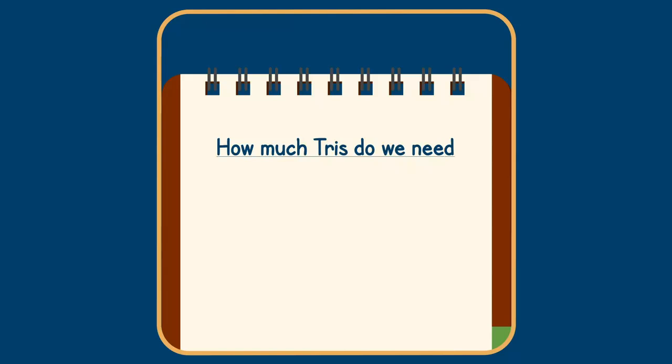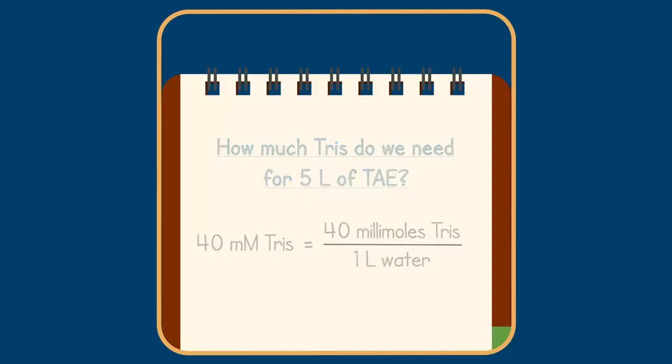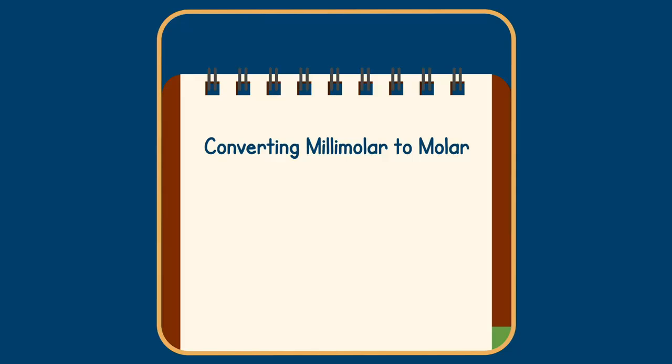To figure out how much tris we'll need to make 5 liters of TAE, let's write out our 40 millimolar concentration in terms of millimoles per liter. Our goal is to convert this to an actual amount of tris we can add to our water. First, let's convert millimoles to moles. To do this, we need a conversion factor relating the two.